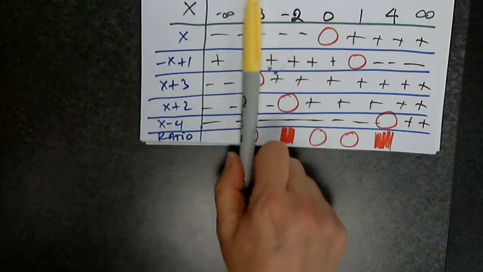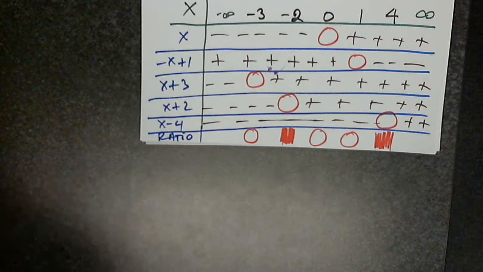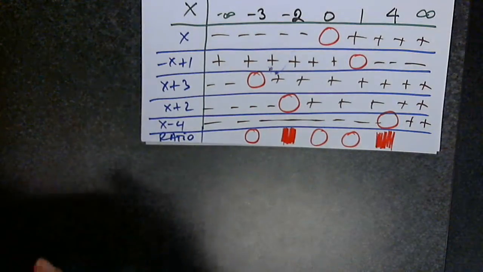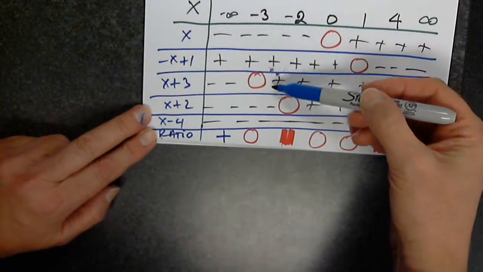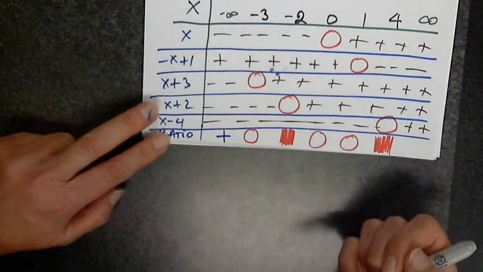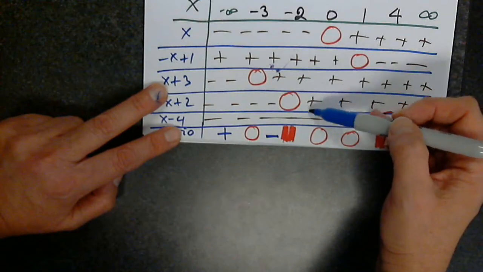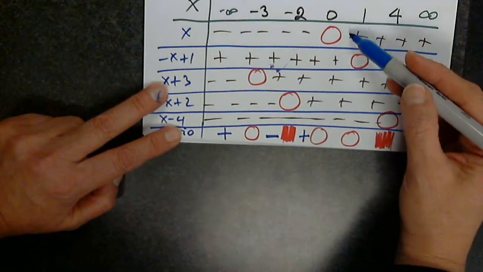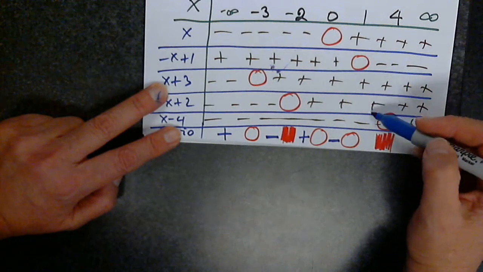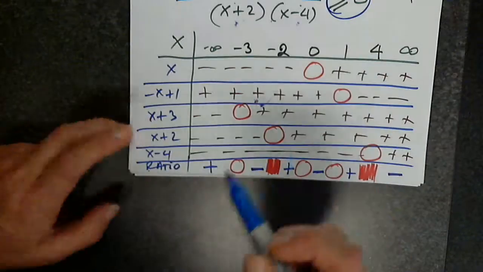Okay, and I see 1, 2, 3, 4, 5, 6 subintervals. Can anyone give us a sign on the first subinterval? Yes, 1, 2, 3, 4 negatives, so it must be positive. Can anyone give us a sign on the next subinterval? 1 negative, 2 negatives, 3 negatives. If we multiply them or divide them, the sign will be negative. On the next subinterval, yes, there are 2 negatives. On the next subinterval, negative, there is only 1 negative. On the next subinterval, careful, positive. And on the last one, negative. Now I look here and decide what to pick.